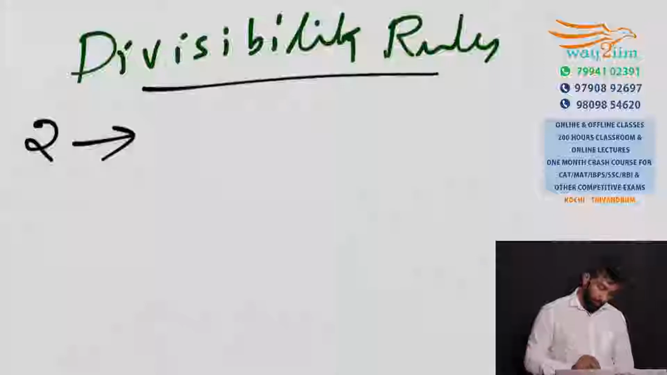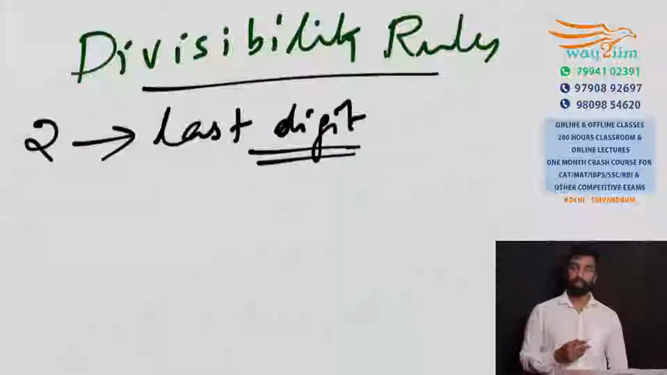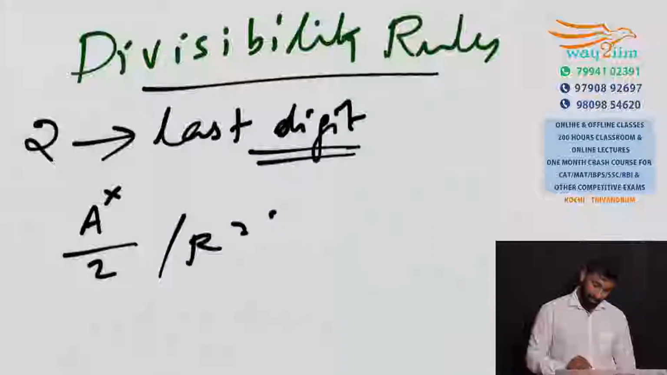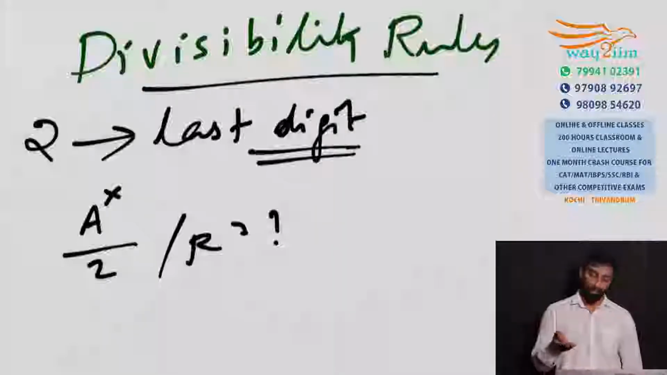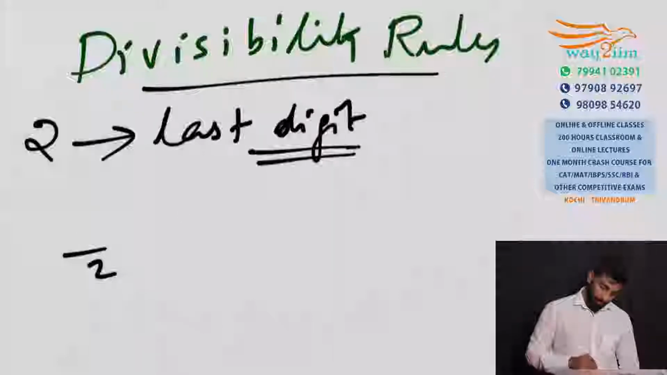Okay, let's start off with 2. What is the divisibility rule of 2? You will check the last digit, whether it is an even number or odd number. So if any number is given like a raised to x divided by 2, what is the remainder? You will just check the last digit. If it is even, 0. If it is odd, 1. Nobody will ask you that kind of questions.